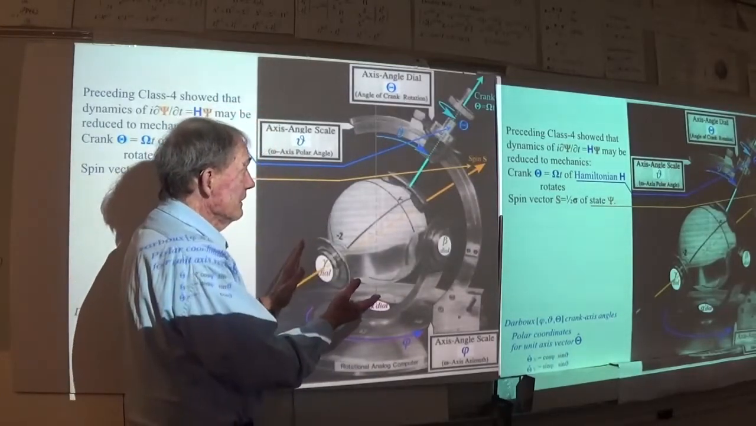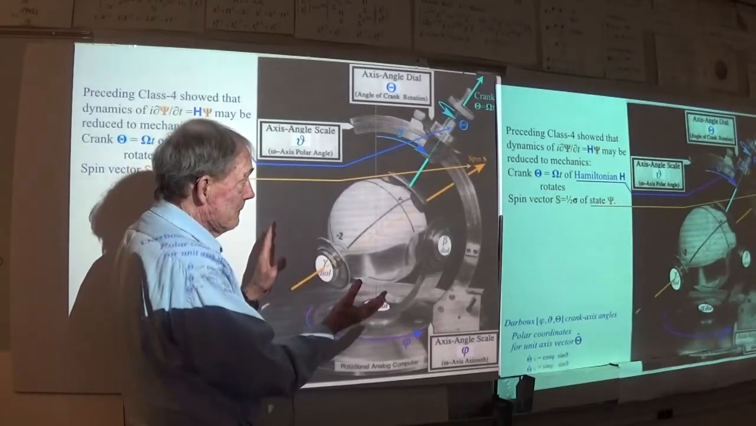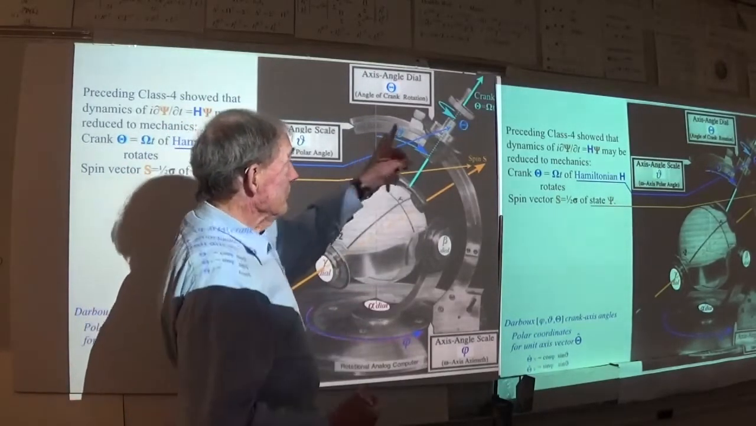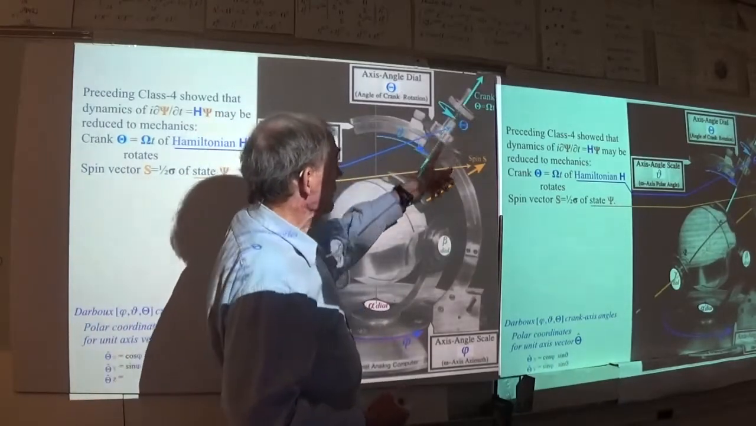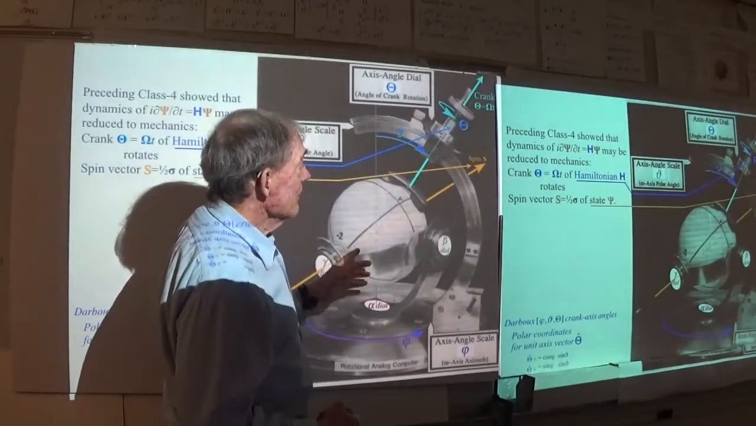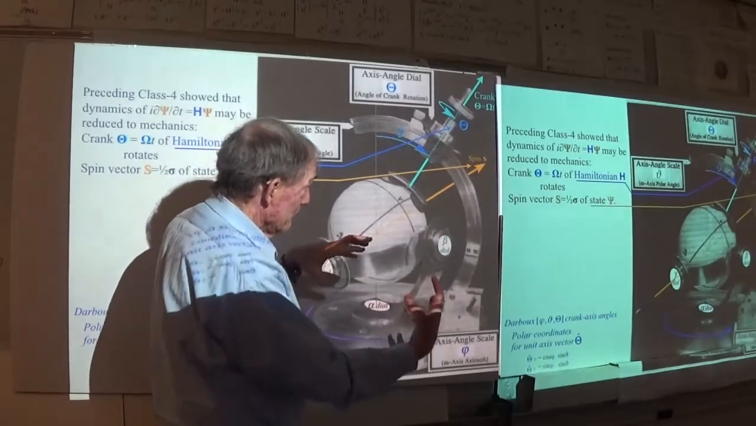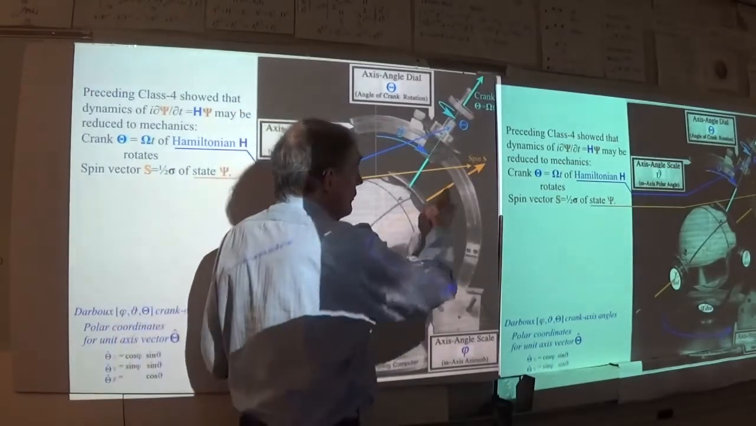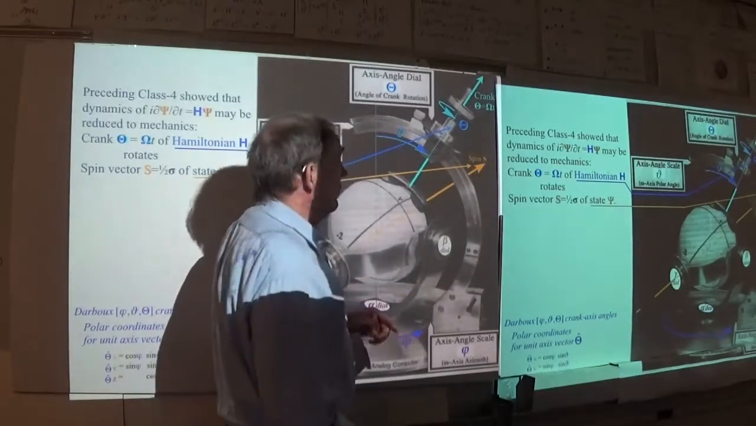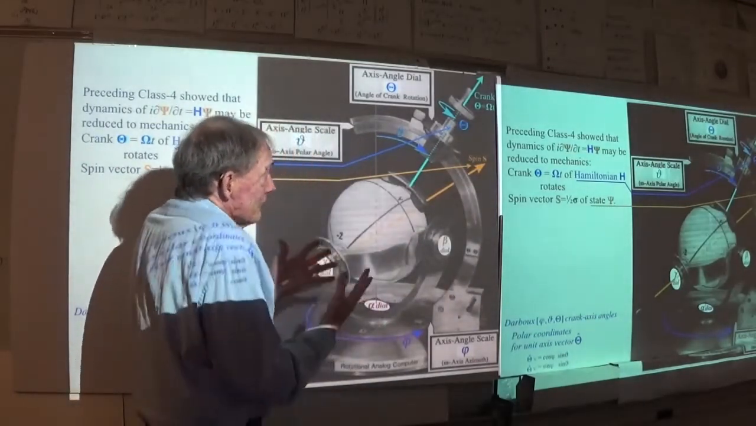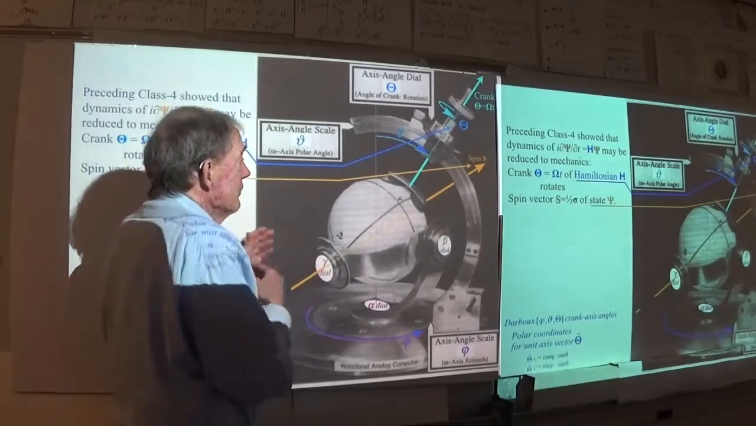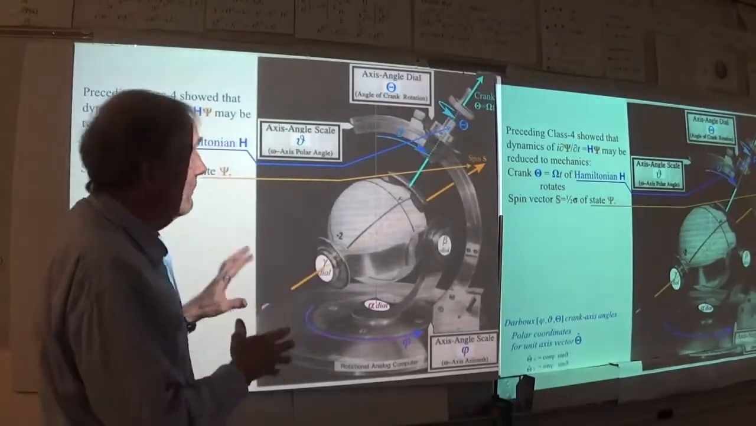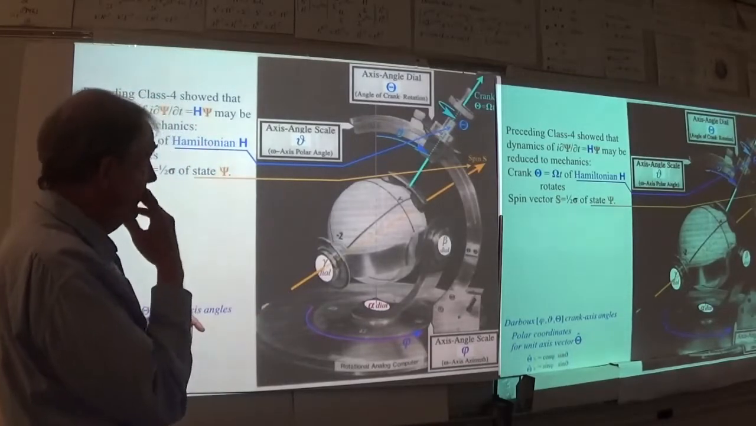But the idea is that in a two-state system, you have the Hamiltonian, which is represented by this vector here, the crank vector, that's going to be applied to some state that has a certain spin that's pointing in a certain direction. So once you get that into your head, it's pretty easy to see what we were doing in the past, but today we're going to really make use of this.